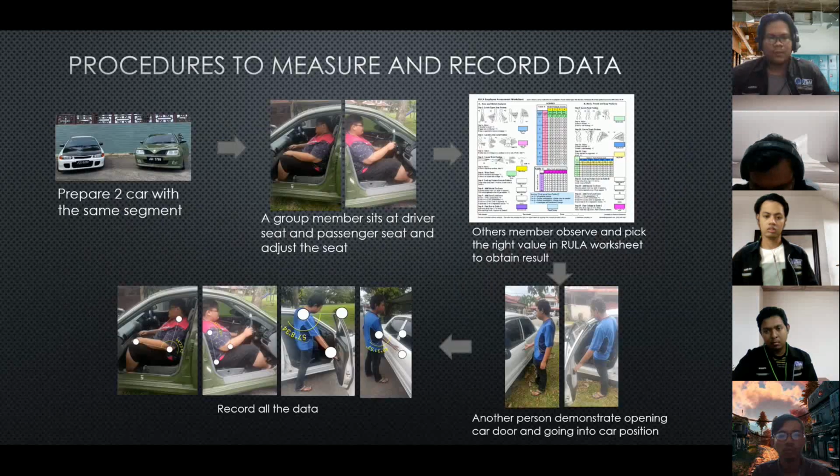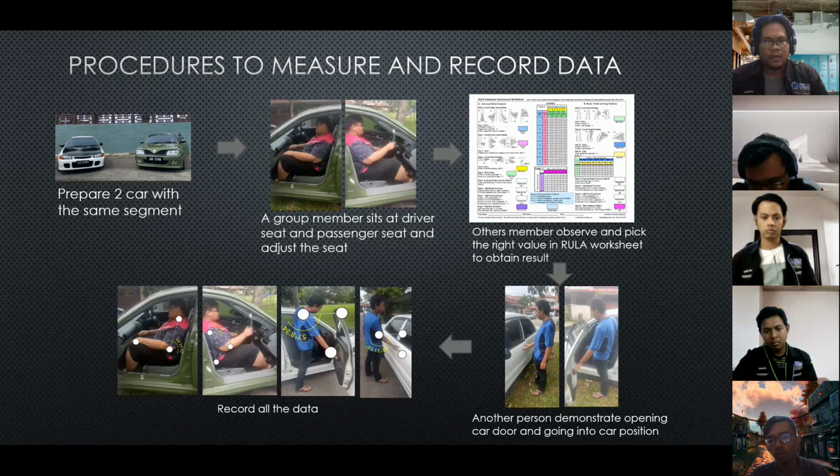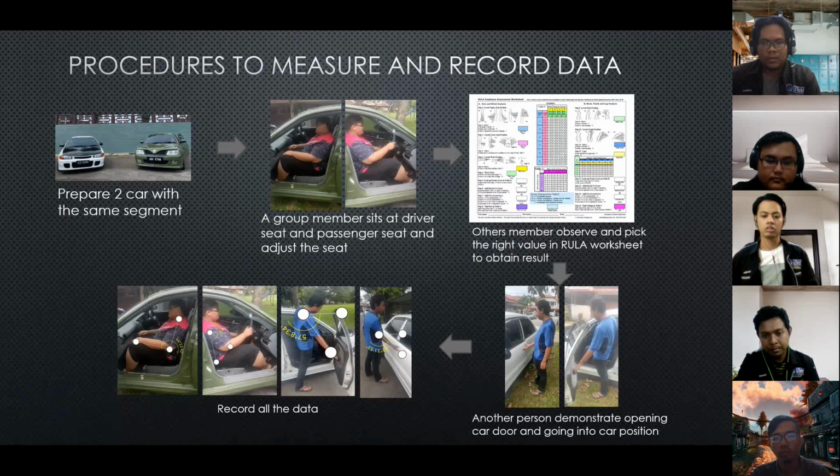So the next slide is the procedure to measure and record data. First, we prepare two cars of the same segment, and then a group member will sit at the driver seat and passenger seat and adjust the seat. Then we look at the RULER worksheet, and other members observe and pick the right value. And then another person demonstrates opening the car door and going into the car position. Lastly, we record all the data, referring to the RULER worksheet. So that's all for the methodology.